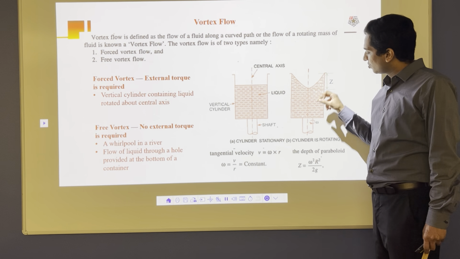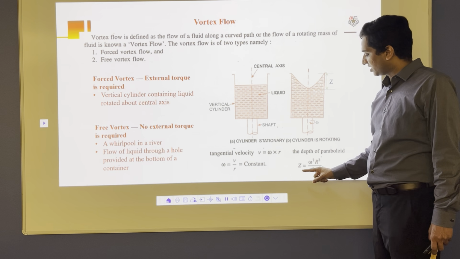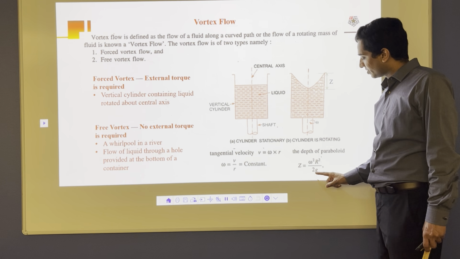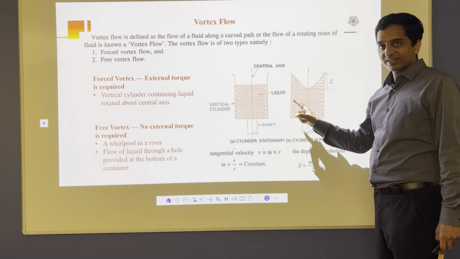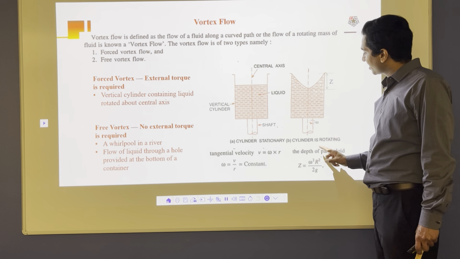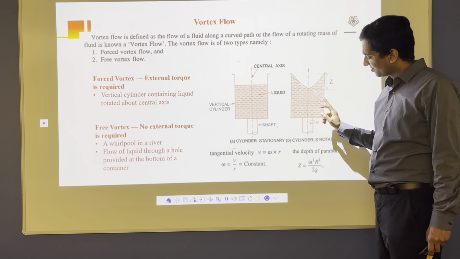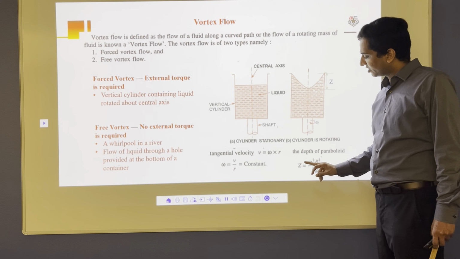If you want to calculate this depth, you use this kind of formula. Z is equal to omega square r square by 2g. Omega square is your velocity in radian per second, and r square is the radius squared, divided by 2g. You do that and then you can get depth.